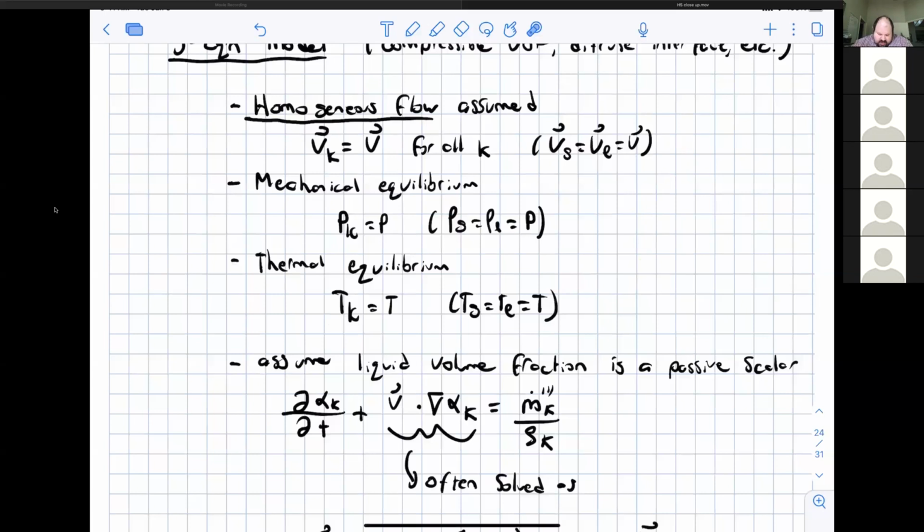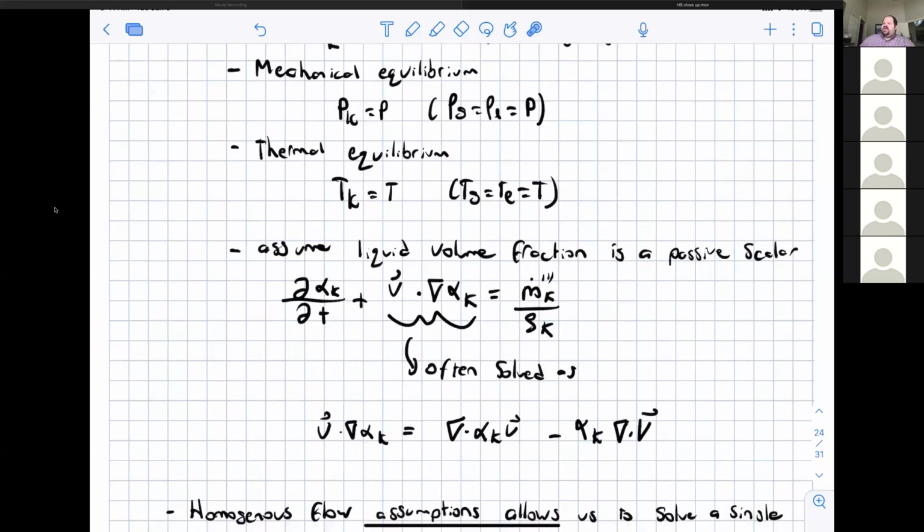So first, we will assume that the liquid volume fraction is a passive scalar. And so that means we solve d alpha k dt is equal to basically alpha dot, which is just the change of volume due to phase change. You could say that is the mass exchange divided by the volume of phase k. And of course, this needs to be defined carefully so that it's consistent.